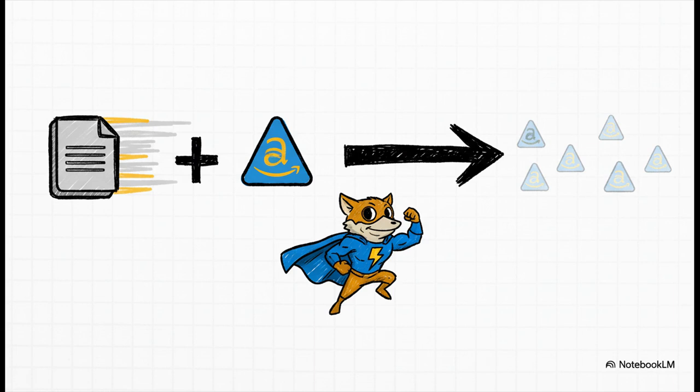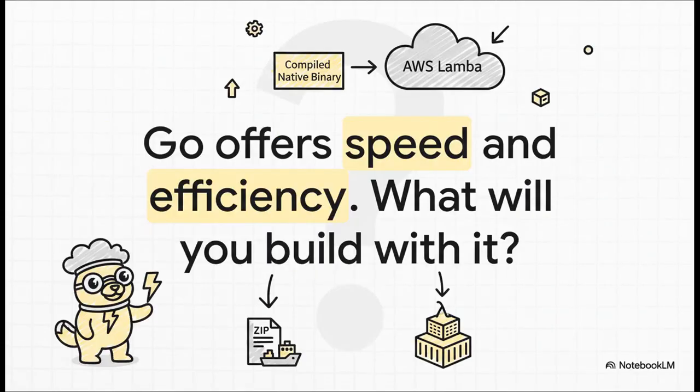So when you put all of this together, the benefit is crystal clear. Go on AWS Lambda gives you the insane performance and tiny size of a compiled binary, but with the massive scale and pay-as-you-go model of serverless. It really is a powerful combination for building modern apps. The whole approach just strips away the need for a language runtime, letting you focus on pure compiled performance. So the real question now is, with all this speed and efficiency at your fingertips, what are you going to build?